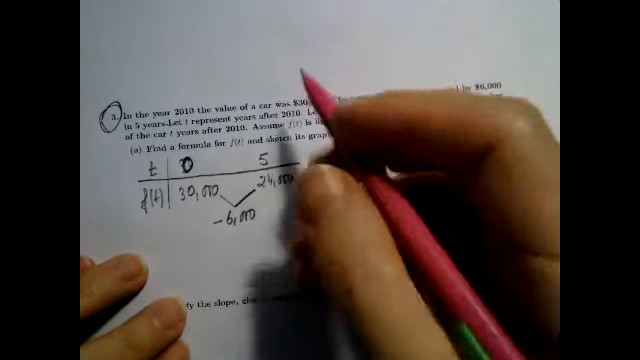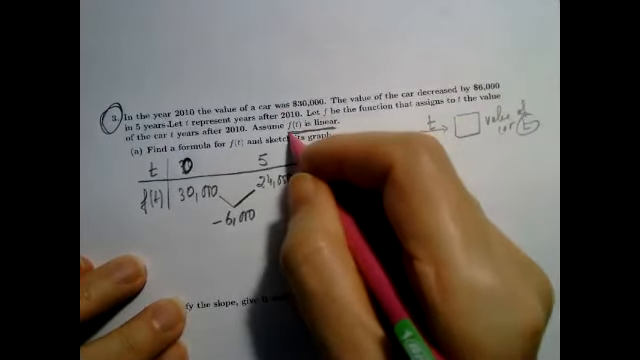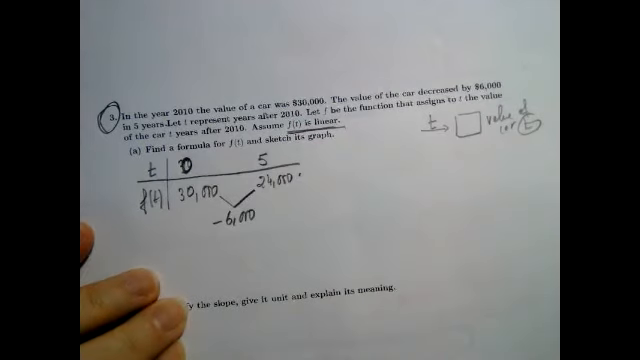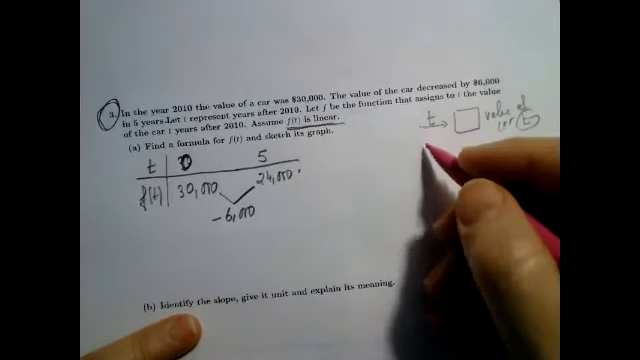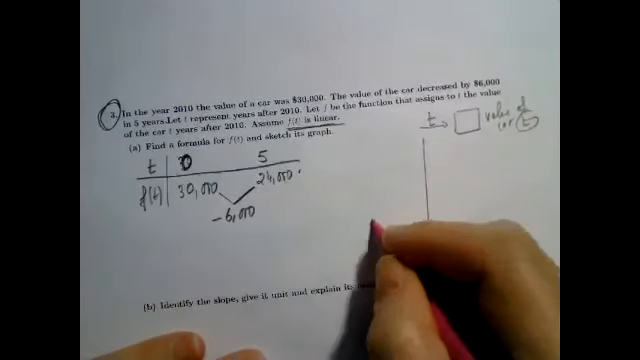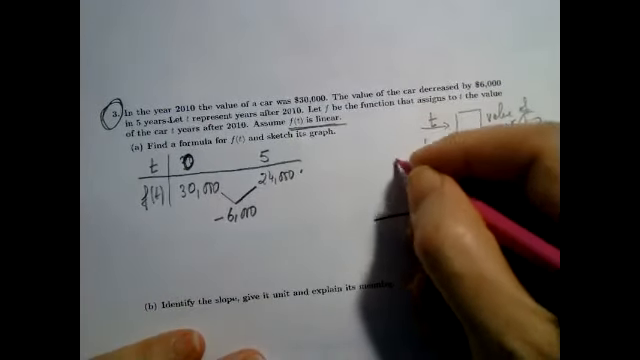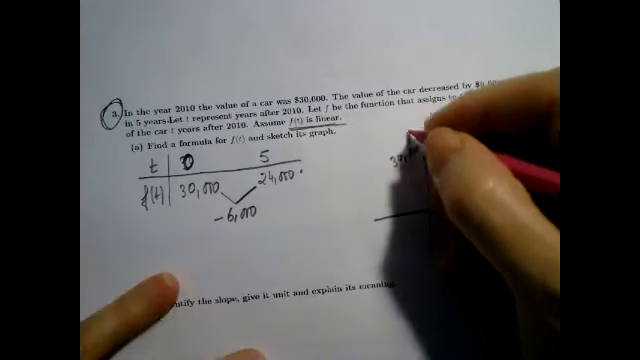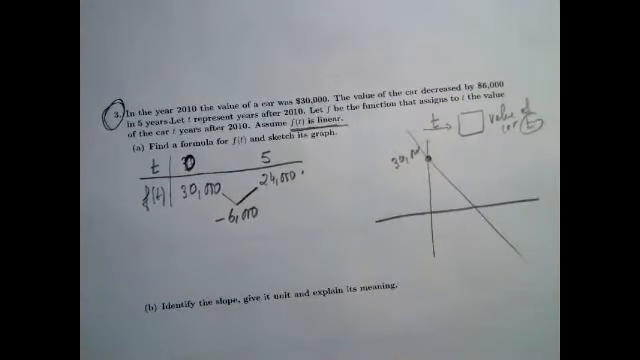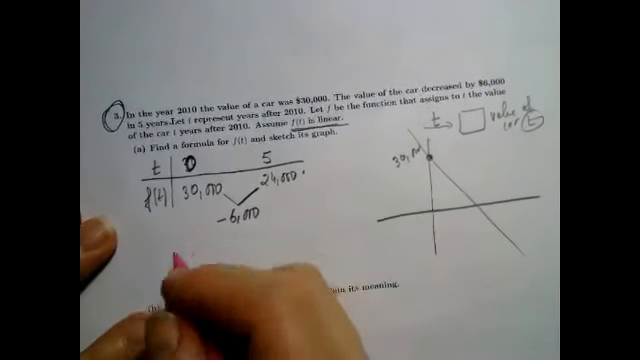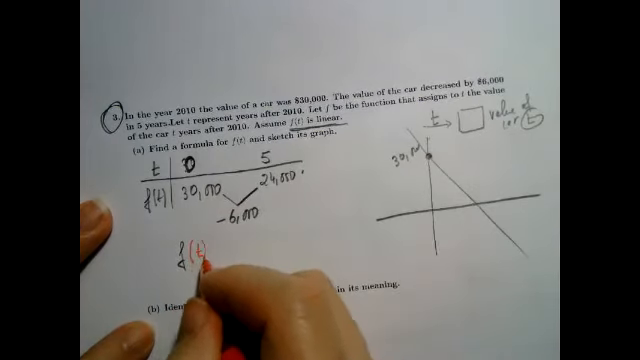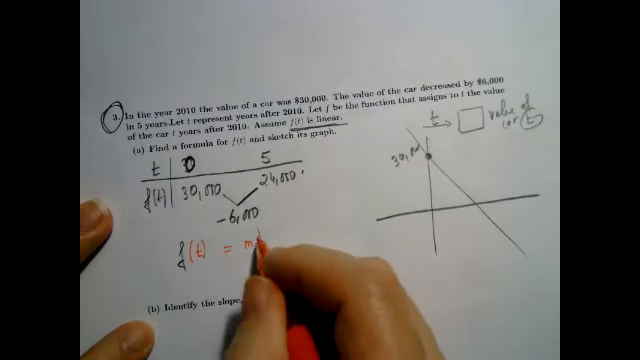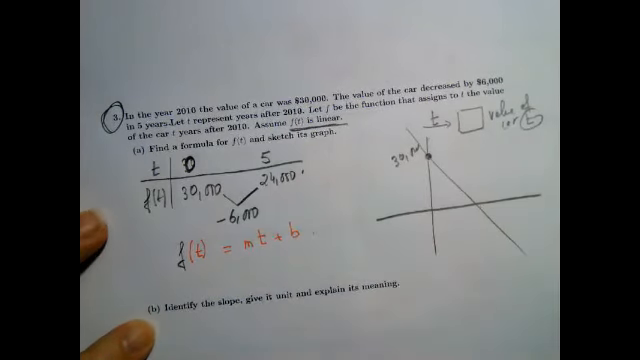But then they tell me, assume f of t is linear. Find a formula for f of t. Without telling me linear, I cannot find a formula. Now they're telling me it is linear. So the car started at 30,000 and it's decreasing. Find a formula for f of t. Now being linear, it means my f of t should have this form. That's the equation of the line.